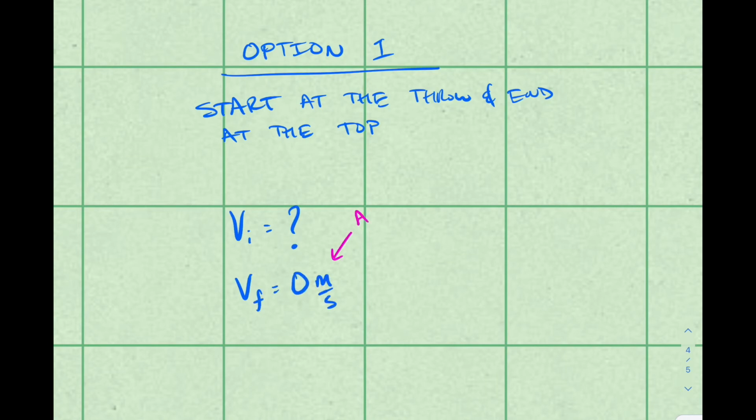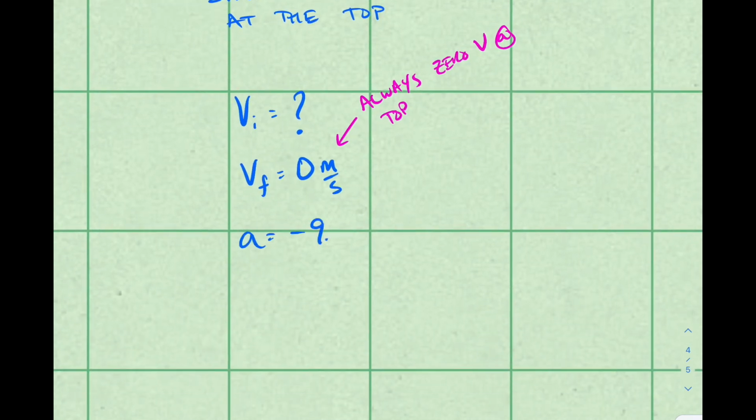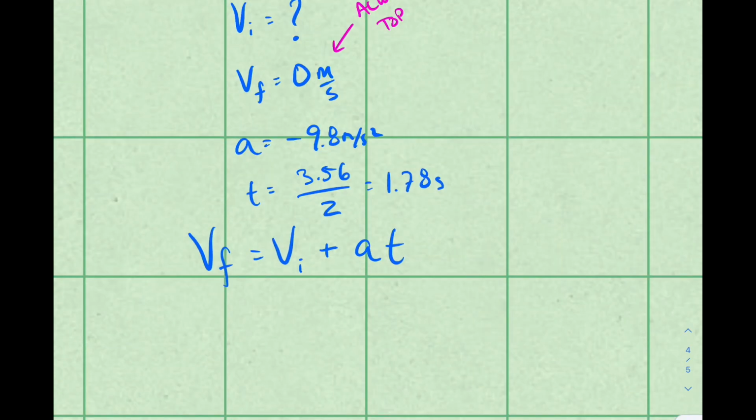But because we're calling the top the end of when we're looking at it, that velocity is 0. That doesn't mean the trip is over. It just means that's when we're stopping considering it. But the time there is not 3.56 seconds. That is only halfway through the trip. So that is half the time of the trip. We divide those two, and that will be the time it takes to get from the lowest point up to the highest point.